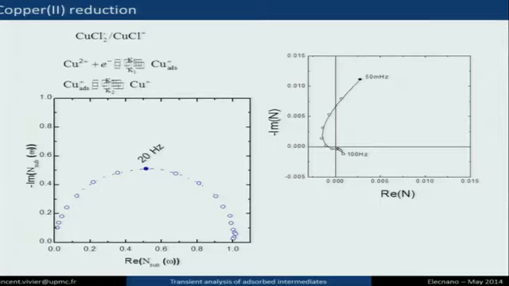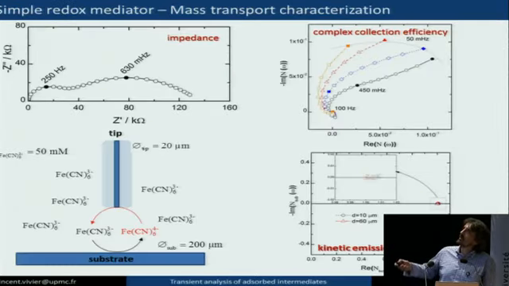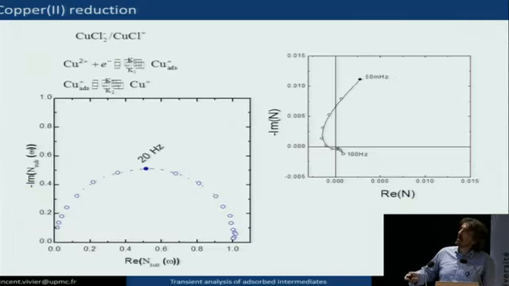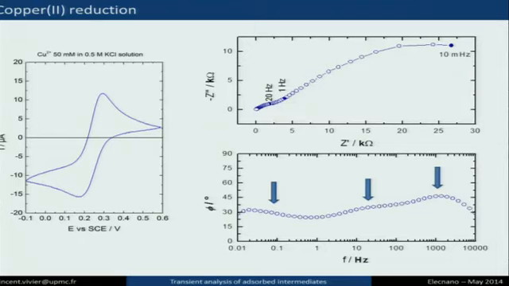If I perform the complex collection efficiency experiment, I obtain something similar to the previous experiment, something that contains the diffusion. But if I now calculate N sub, I obtain a semicircle indicating that I have an adsorbed intermediate at the interface, and the relaxation at 20 Hz is in good agreement with the relaxation evidenced on this Bode plot.